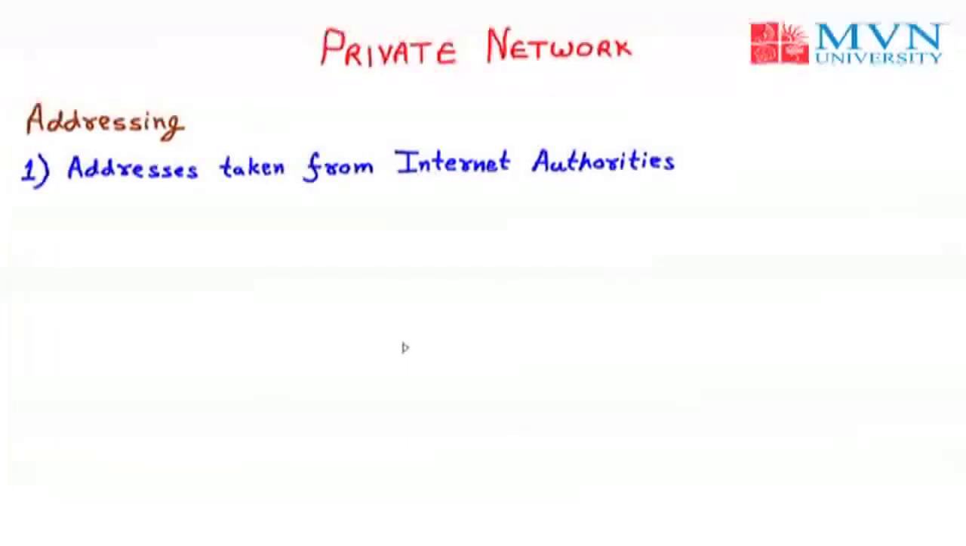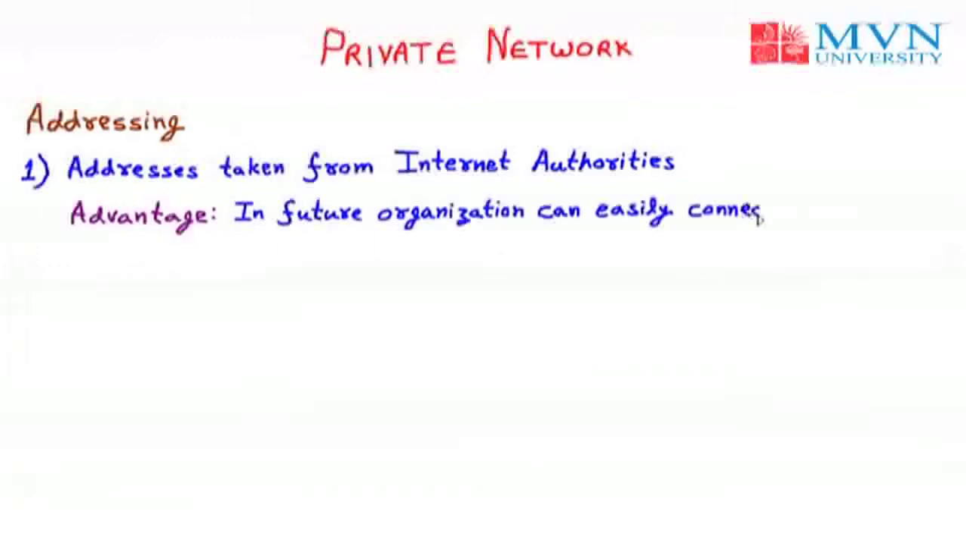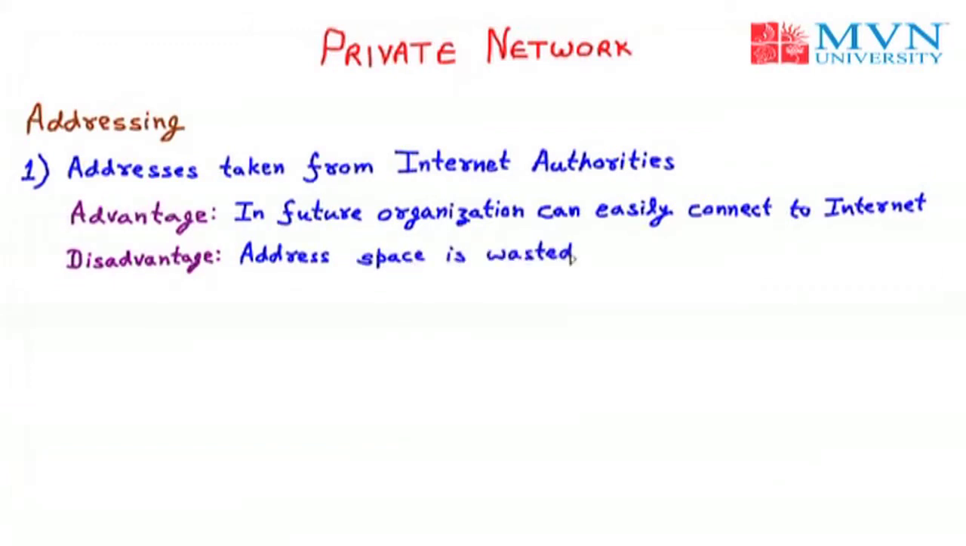But we have a few advantages as well as disadvantages of this scheme. First, let's focus on the advantages. The main advantage of using the addressing scheme of the internet authorities is that in the future the organization can easily connect to the internet, because we have the previous settings installed, provided by the internet authorities. So that's why in the future we can easily access those internet settings. But if we can't access those settings, that means there is a wastage of IP addresses. So the disadvantage is the wastage of IP addresses, or you can say the address space is wasted.